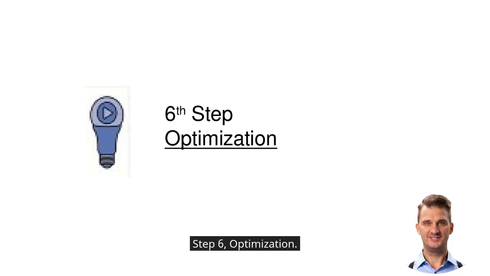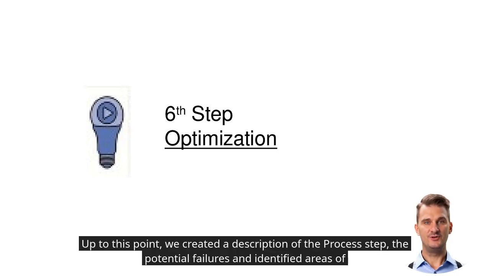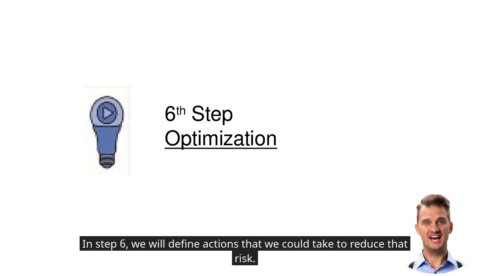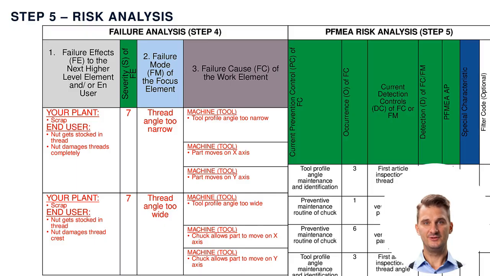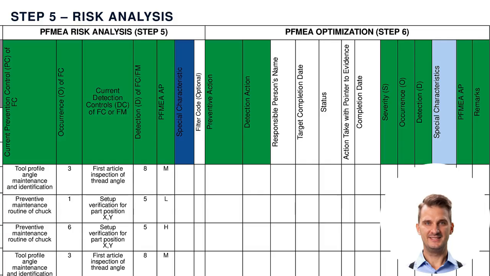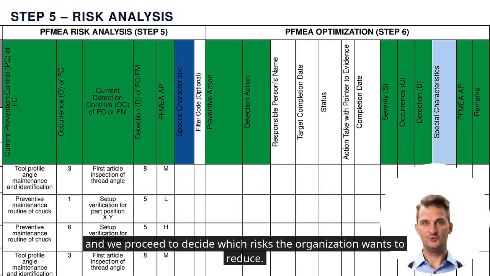Step 6. Optimization. Up to this point, we created a description of the process step, the potential failures, and identified areas of risk. In Step 6, we will define actions that we could take to reduce that risk. We take the risk level identified for each failure net, and we proceed to decide which risks the organization wants to reduce.